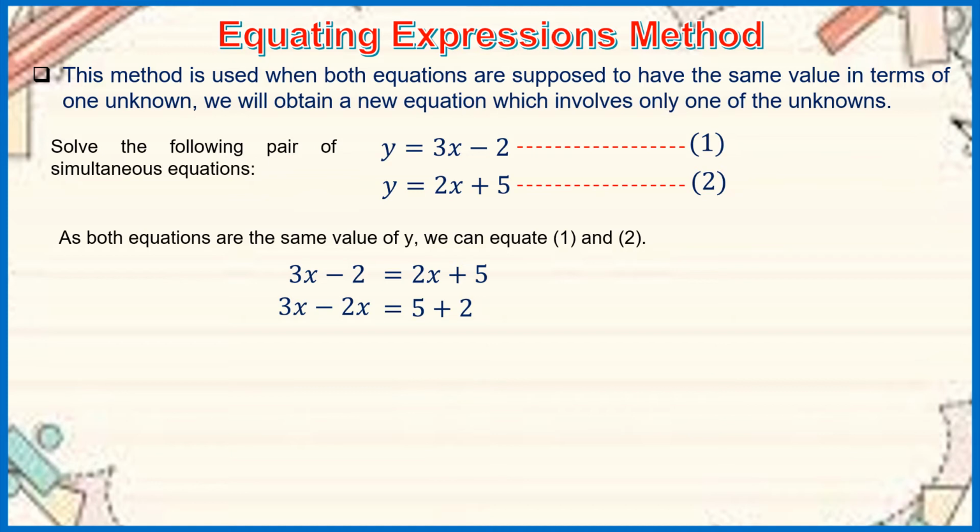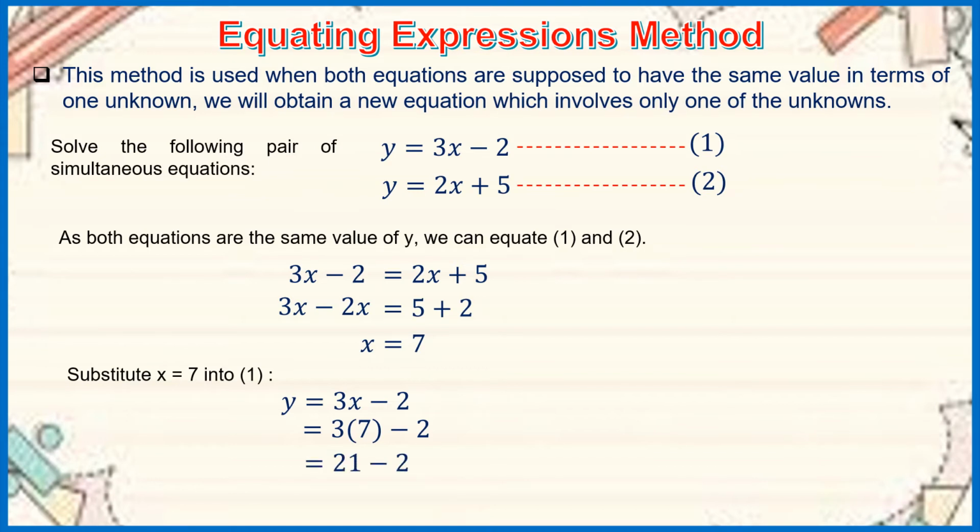So what is 3x - 2x? Correct. And what is 5 + 2? Correct. So x would be equal to 7. So we are going to substitute x = 7 in equation 1. So we copy equation 1, which is y = 3x - 2. Then x will become 7. So we will be having 3 times 7 minus 2. And then it would be equal to 21 - 2. And what is 21 - 2? Correct. So y is equal to 19. So therefore, the solution is (7, 19). So x = 7 and y = 19.